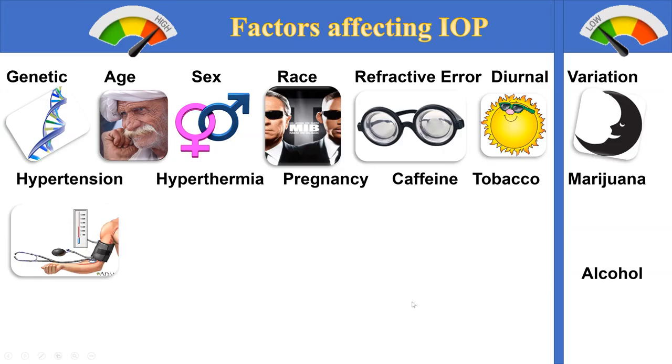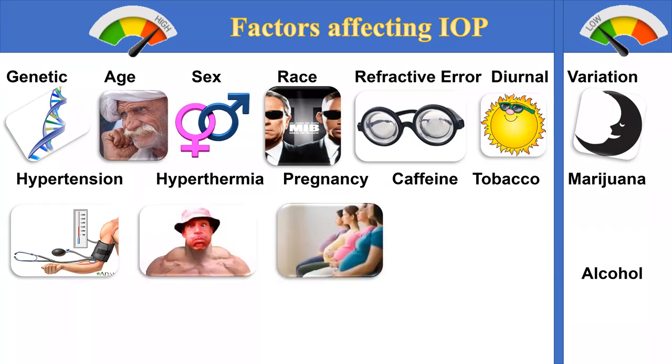Hypertension has also been associated with higher intraocular pressure, so there will be a positive correlation between higher blood pressure and higher intraocular pressure. Hyperthermia as well can be associated with higher intraocular pressure. Pregnancy, caffeine and tobacco too.